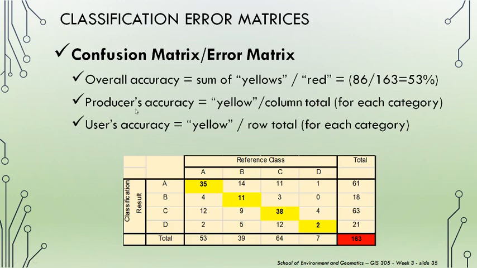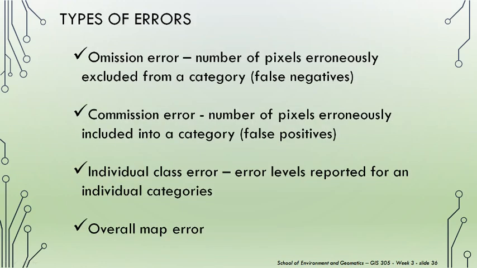From the user's perspective, if I'm using the map, I'm going to say, oh, I'm looking at class A. What are the chances that class A is correctly classified? Well, it turns out there's another number of samples that were classified as class A. So as a user, I can only expect my classification for A to be as good as 35 out of 61. So that's your user's accuracy. And those numbers are as follows. Well, we'll touch on them at the following slide.